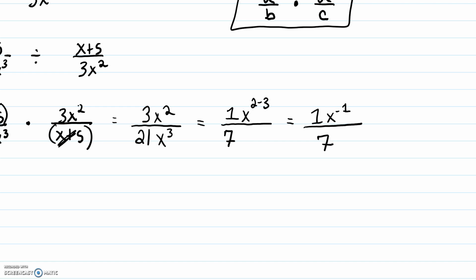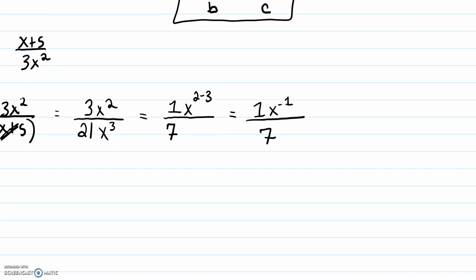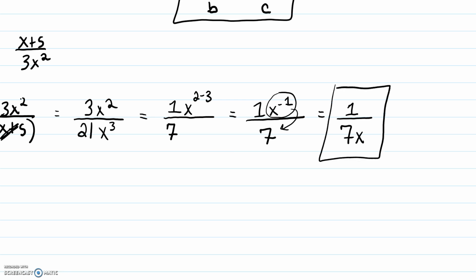Okay, next step we need to use our negative exponent rule for exponents, which states if you have a negative exponent, you need to change that term's location so its exponent becomes positive. So this x term we need to take to the bottom, so its exponent becomes positive. Since our exponent is 1, you don't have to write it. And there you go, 1 over 7x.